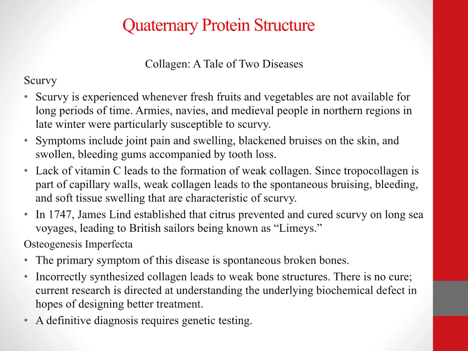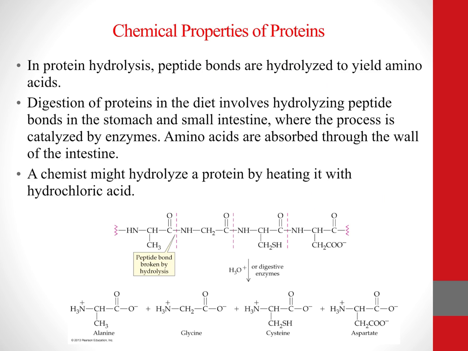But then we have something else, osteogenesis imperfecta, another disease, but this is actually caused by defective genes. So this leads to weak bone structure. So with collagen incorrectly synthesized, then you get weak bone structure. So this requires genetic testing, and there's no cure for it. So it's quite a bit different. I mean, it's some of the same ideas there with the incorrectly synthesized collagen, but there's no cure for that.